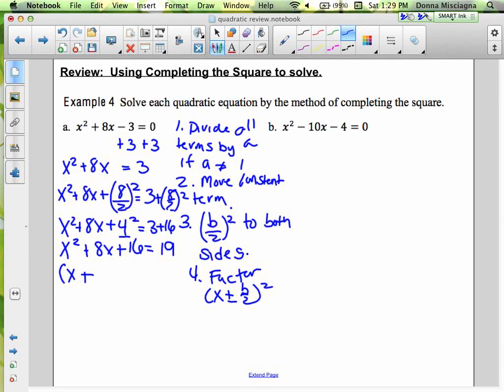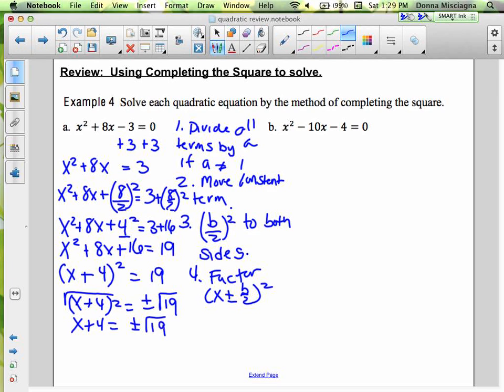So I have x plus 8 divided by 2, so it's going to be 4. There's 2 of them. I can write x plus 4 times x plus 4, or I can remember that x plus 4 times x plus 4 is the same thing as x plus 4 squared equals 19, and now all I have to do is take a square root of both sides. Don't forget, plus or minus. So square and square root cancel. X plus 4 equals plus or minus the square root of 19.